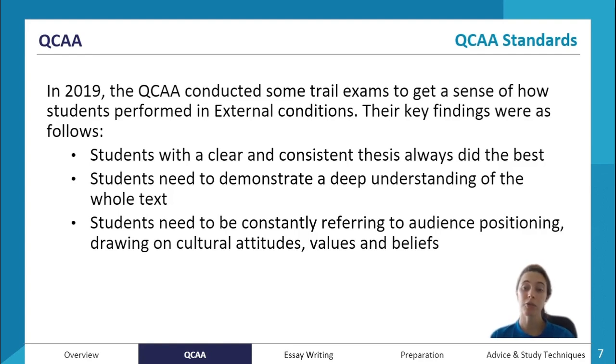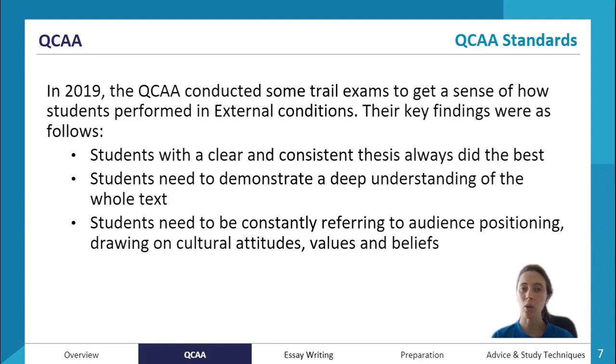Students need to be constantly referring to audience positioning and drawing on cultural attitudes, values, and beliefs. So, how is the audience made to think or feel based on what is written in the text? Think about the time period and how that impacts on those things. You'll be drawing on those attitudes, values, and beliefs. What did they believe in that time, and how did that impact the way that they would react to the text? What did they value? What were their attitudes based on different things?